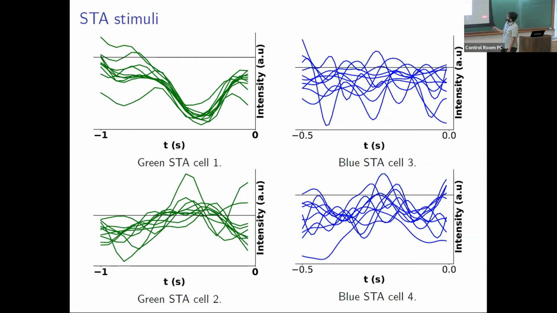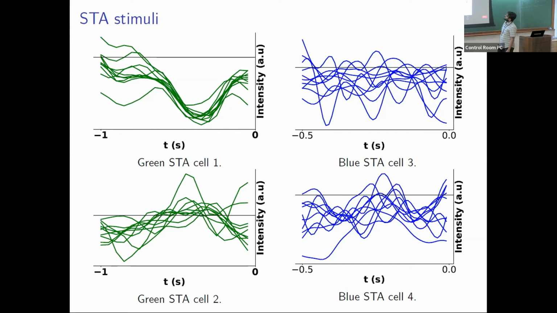So this is the other idea that I was mentioning. You have the spiking events, and for every spike you take the stimulus before the spike, and you do it for every spike, and then you average it out. What you get is the spike trigger average, which is the average stimulus that this cell sees before it fires.